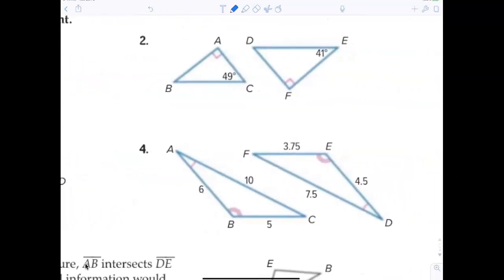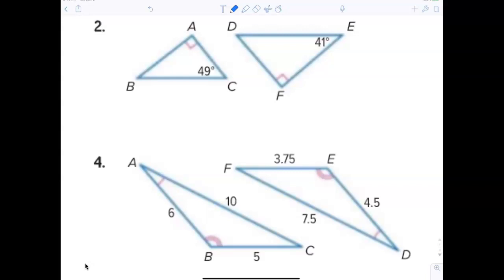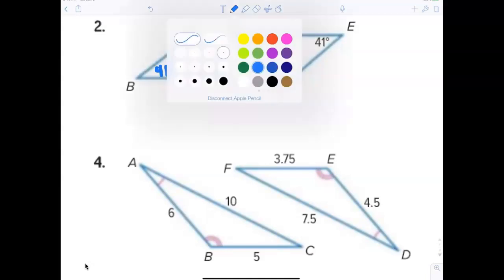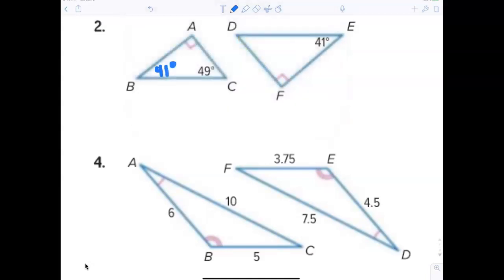Number two. Yes, because the third angle for ABC would be what? 41. And so now we have angle-angle, so yes, that's angle similarity. That's how we use it.